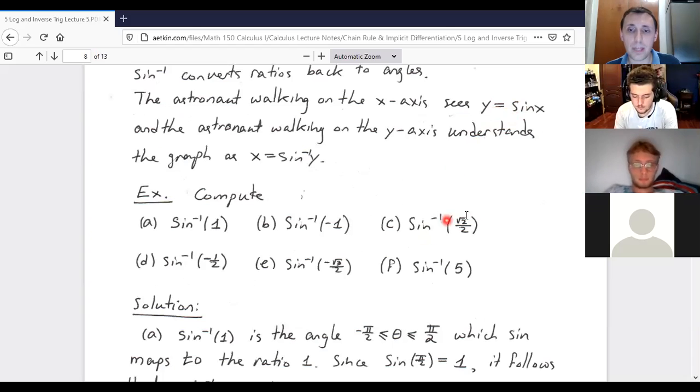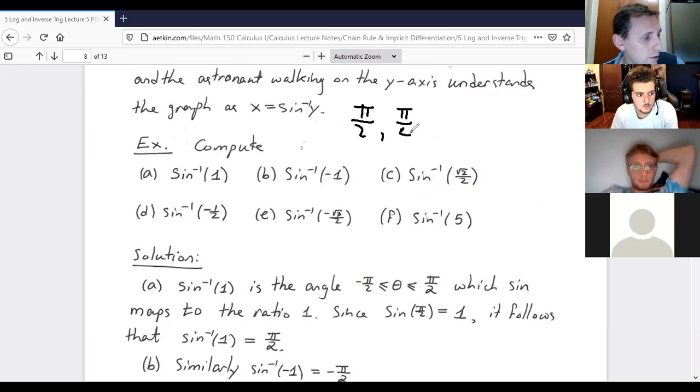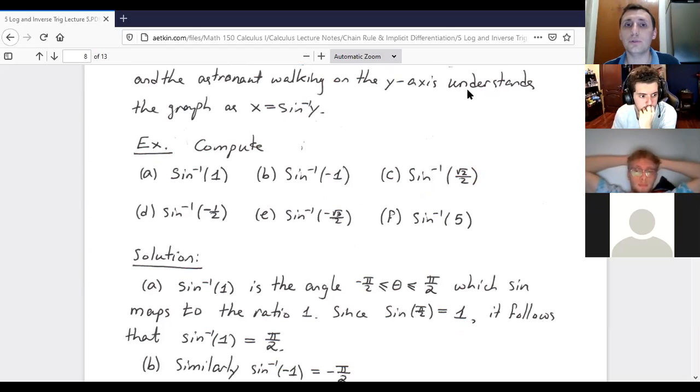So the answer is pi over 4. The answer for C is pi over 4. Because you have to remember, not remember, you can construct those angles. We have pi over 2, pi over 4, pi over 3, and pi over 6 as the values that we know how to deal with.